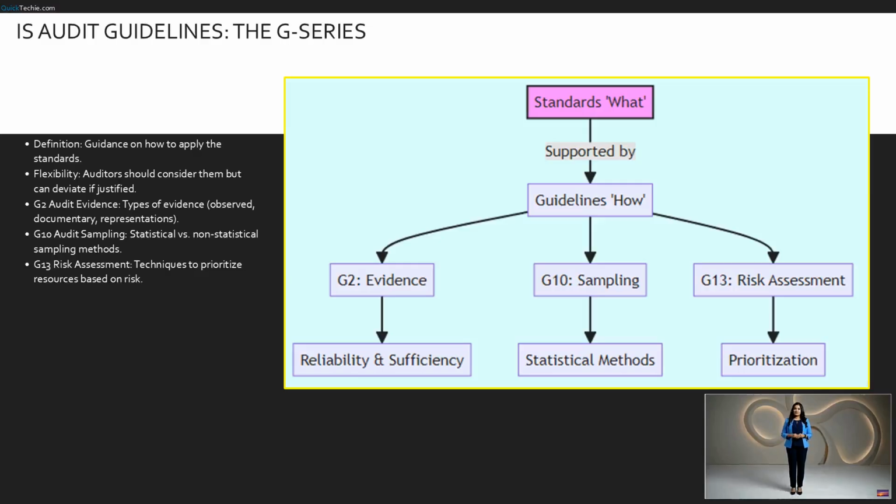While standards tell us what to do, guidelines tell us how to do it. These are the G-series documents. They provide guidance on applying the standards. You should follow them, but if you have a good reason to deviate, you can, provided you justify it.